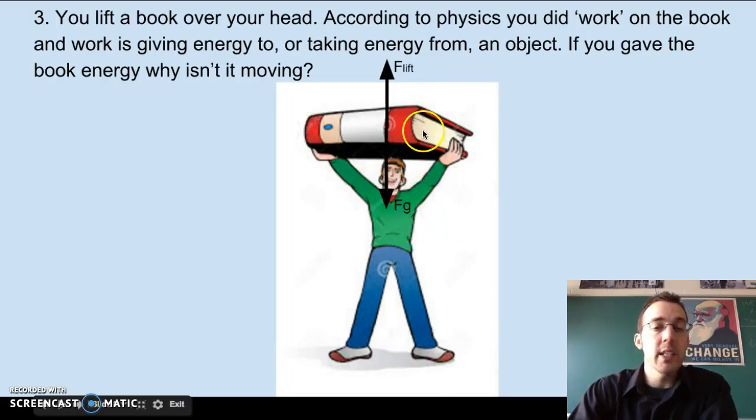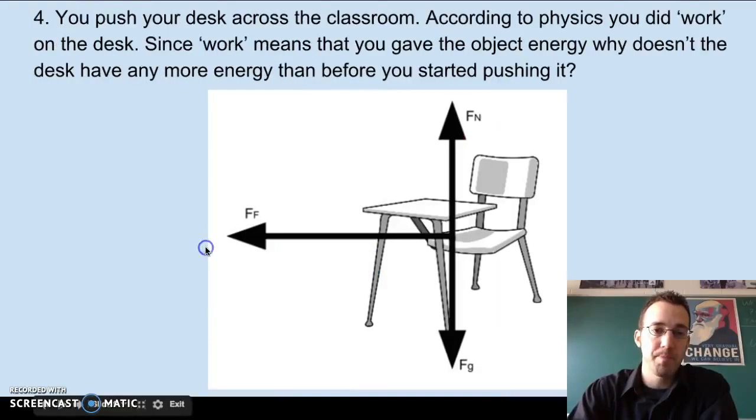So I can give it potential energy that way by lifting it up over my head, but I'm not giving it a change in kinetic energy because no total work was done, because gravity tries to take away all the work that I did on the book. So I do positive work lifting it up, gravity does the same amount of work but in the downward negative direction. So that is why there is no total work and it's not moving once it's sitting over my head.